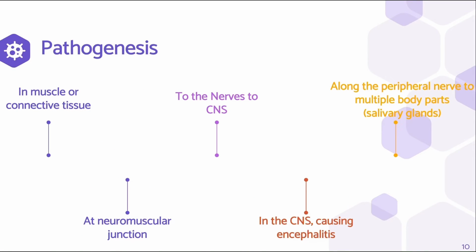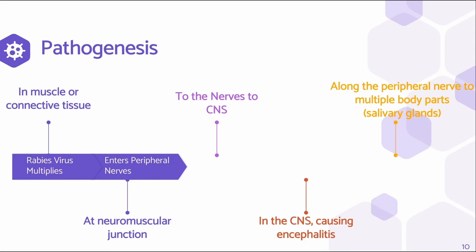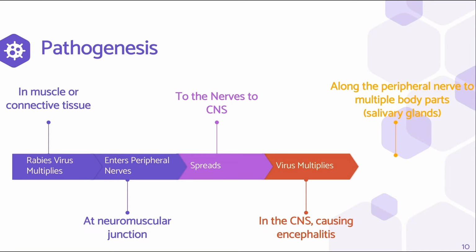Upon exposure to the virus from an infected animal through a bite, the rabies virus will multiply in the muscle tissue and then enter the peripheral nerves at neuromuscular junctions. It then spreads from the nerves to the central nervous system by retrograde axonal transport. The virus will multiply there in the central nervous system, causing encephalitis. It again will spread along the peripheral nerves to multiple body parts, including the salivary glands. Here it can be shed from the saliva.